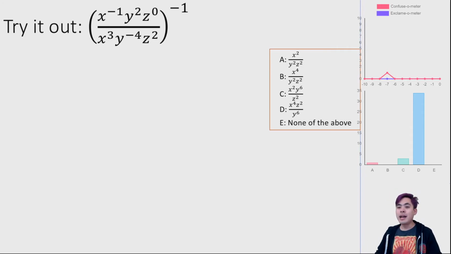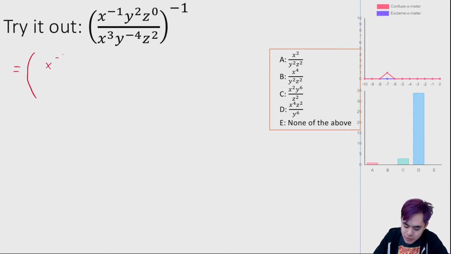One of the nice things about this sort of equational form, we'll get there in a moment. So what is this equal to? Well, let's try to solve the inside first. So what is z to the 0? Well, z to the 0 is just equal to 1. So this is x to the minus 1, y squared, over x cubed, y to the minus 1, z squared, to the minus 1 power. And this is because z to the 0 is equal to 1.